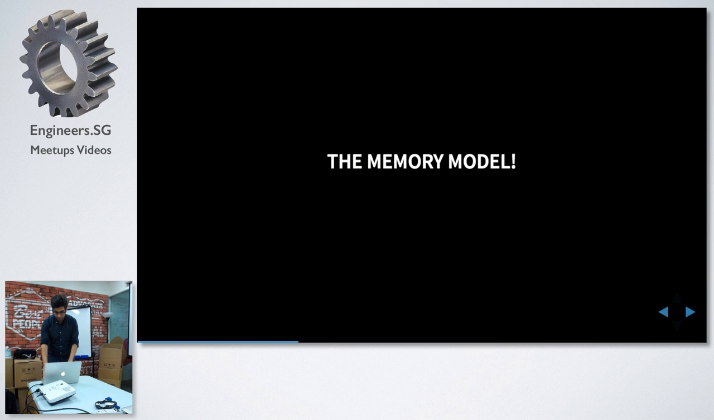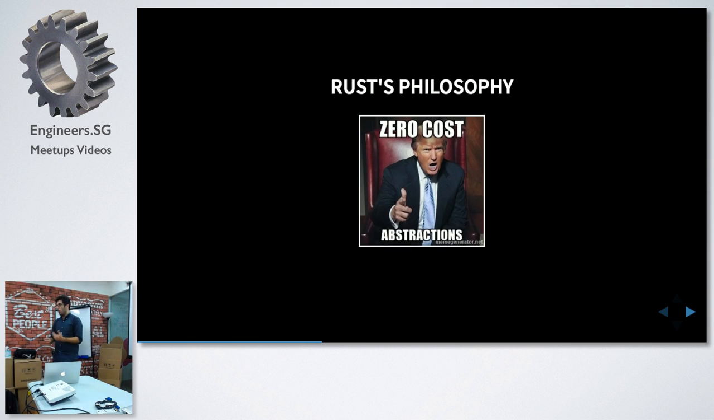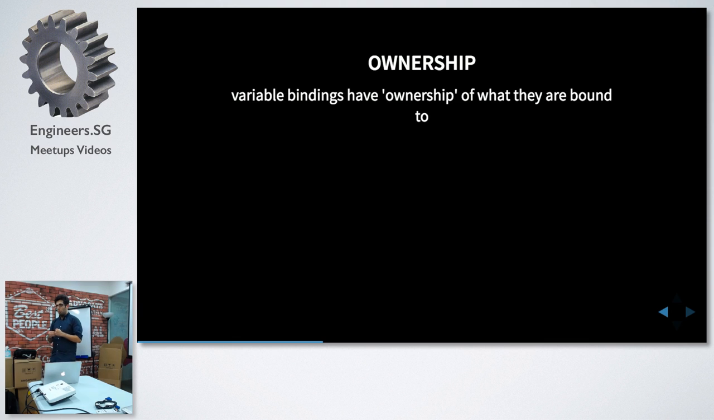Rust's philosophy in general is zero cost abstractions, meaning that whatever abstraction or feature Rust provides to you should have no performance cost and no cost during runtime. So they try to maximize whatever they can at compile time, rather than impose certain restrictions on you at runtime that will affect performance. So keeping that in mind, the first concept in the Rust memory model is ownership.